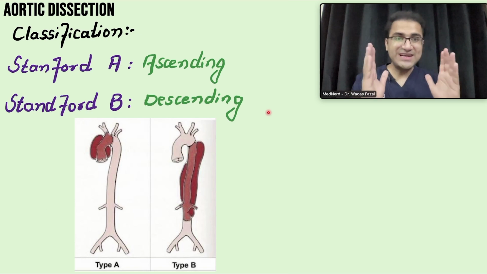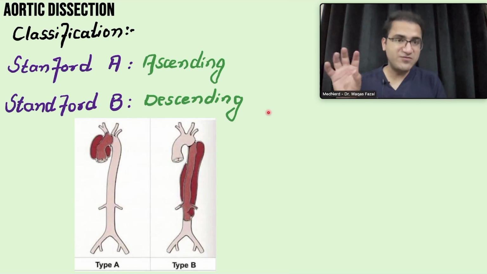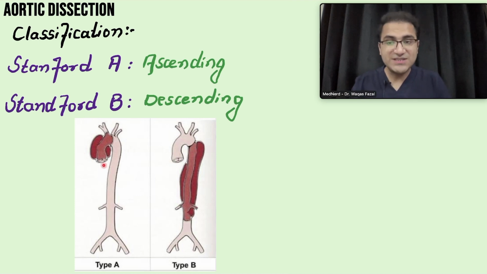Now, aortic dissection is classified according to the Stanford classification, Stanford A and Stanford B. If the aortic dissection involves the ascending aorta, from its origin at the aortic valve to the brachiocephalic artery, this is called Stanford A aortic dissection. Look, there has been a tear in the vessel and blood has accumulated between the intima and media, and the vessel has increased in size. This is Stanford A, ascending aortic dissection.